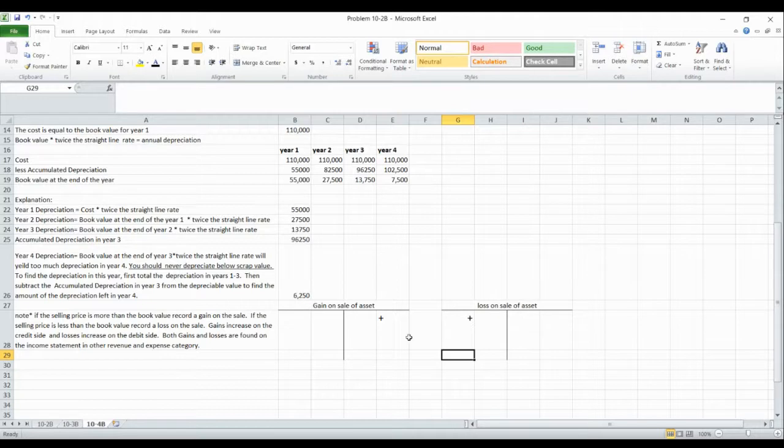Gains are opposite of losses. They will increase on the credit side and decrease on the debit side. I hope this has helped you a little bit with this particular problem. I'm going to stop sharing and I'm going to stop recording.